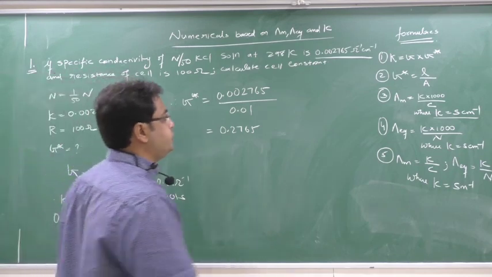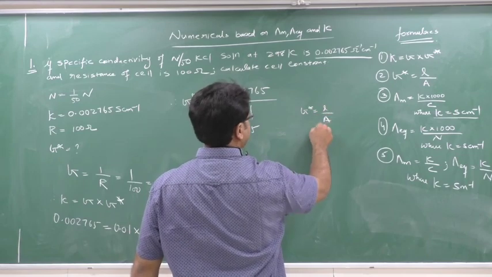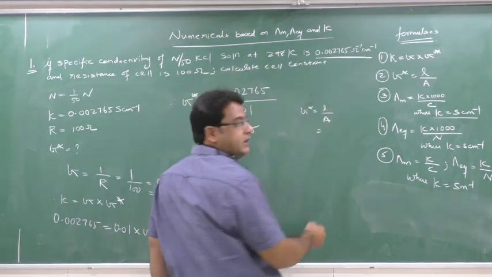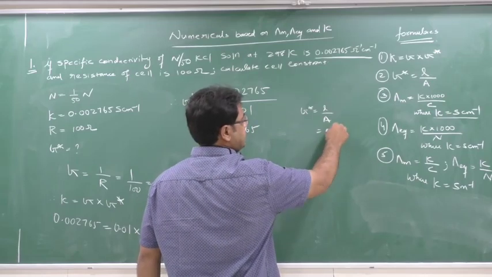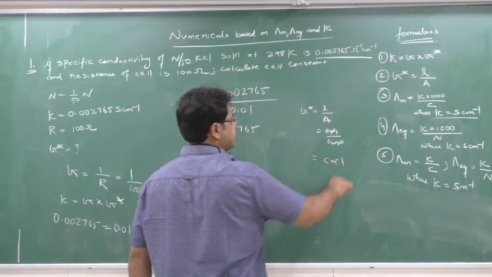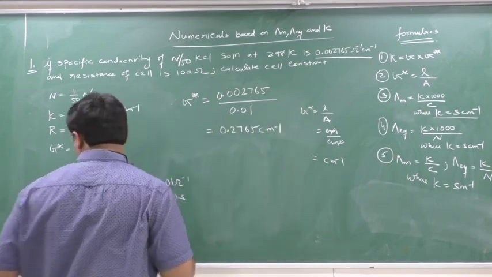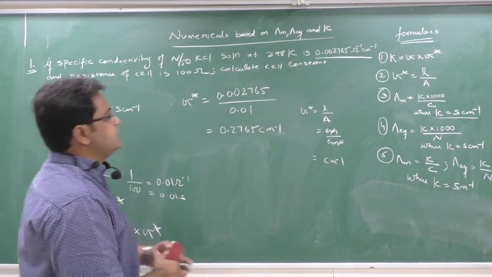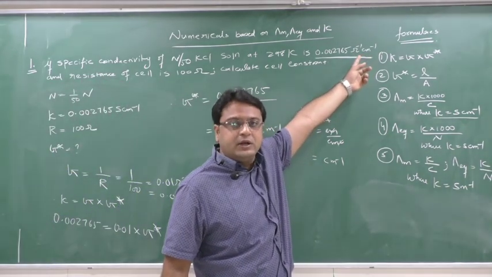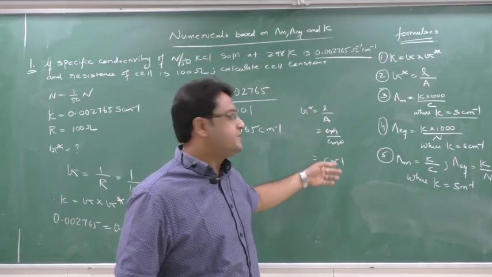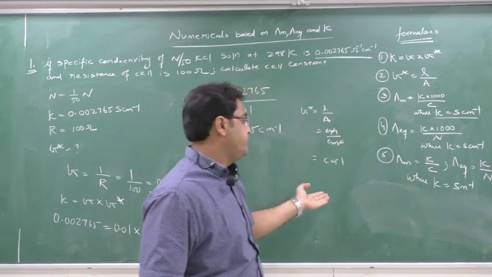Clear? Now G star is the cell constant. What is the unit for the cell constant? I can determine it from L by A. Here everything is given in centimeter, so I am taking length in centimeter and area in centimeter square, so it will cancel, and the answer I get is per centimeter. So the unit for G star will be per centimeter. In this way you have to work out the units. Here the length is in centimeter and the area in centimeter square, so from this formula I got the G star unit as per centimeter.